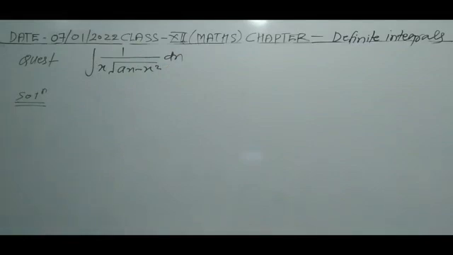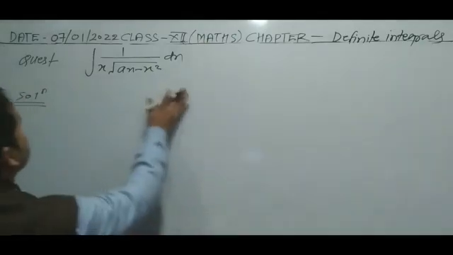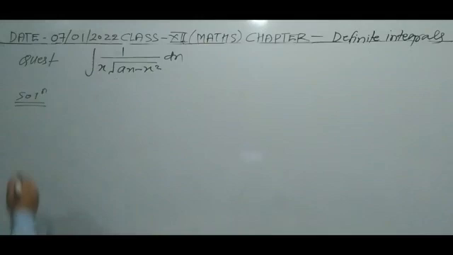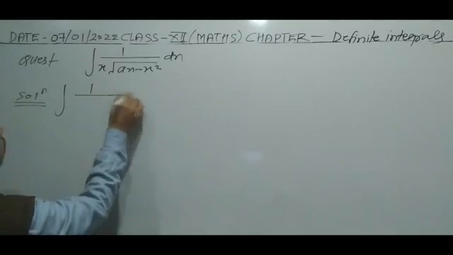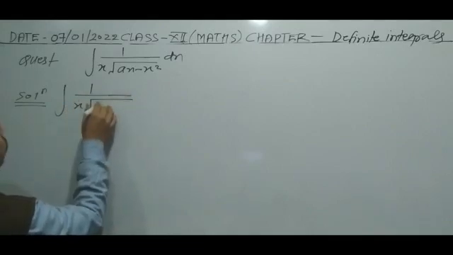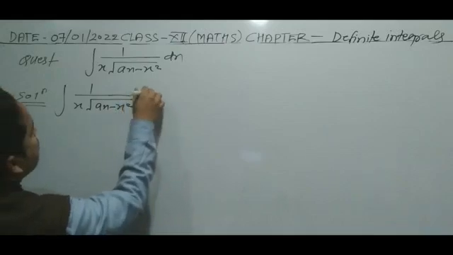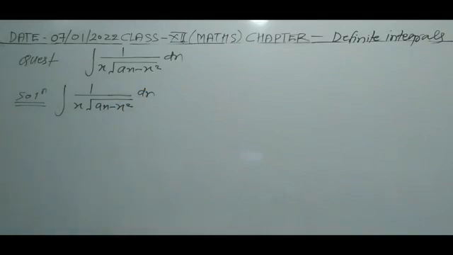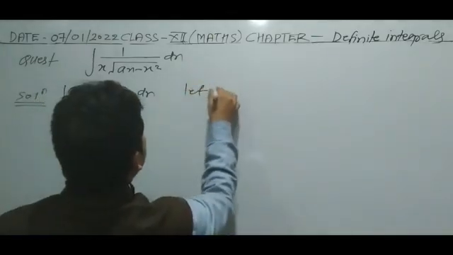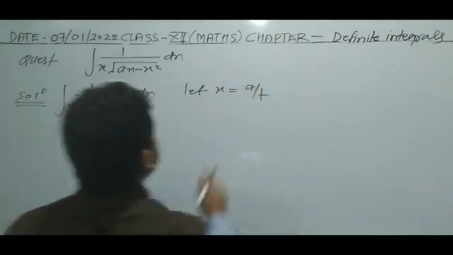So what should we consider in place of x? See, the given function is 1 upon x root over ax minus x square dx. Now in this question, first of all we have to change the parameter. Let x is equal to a by t.